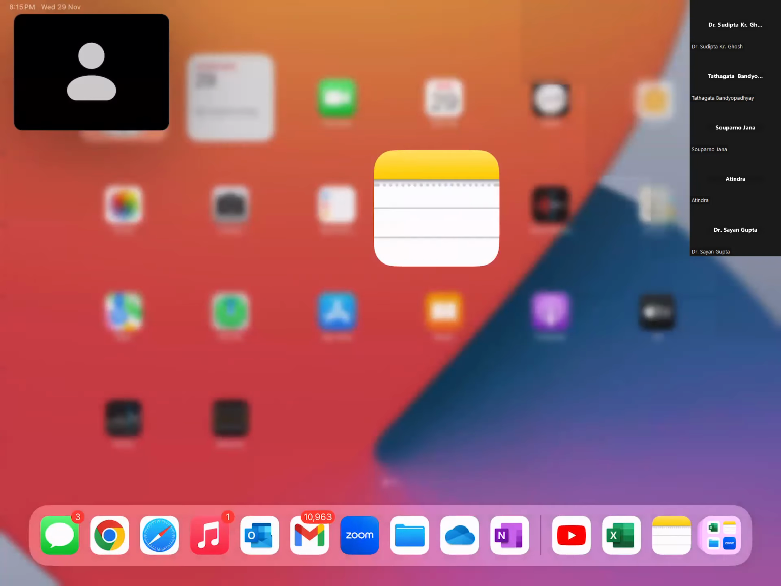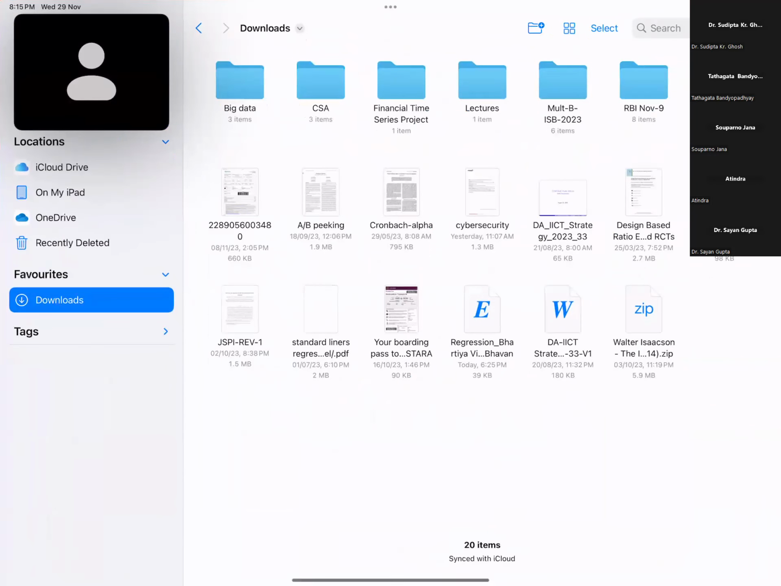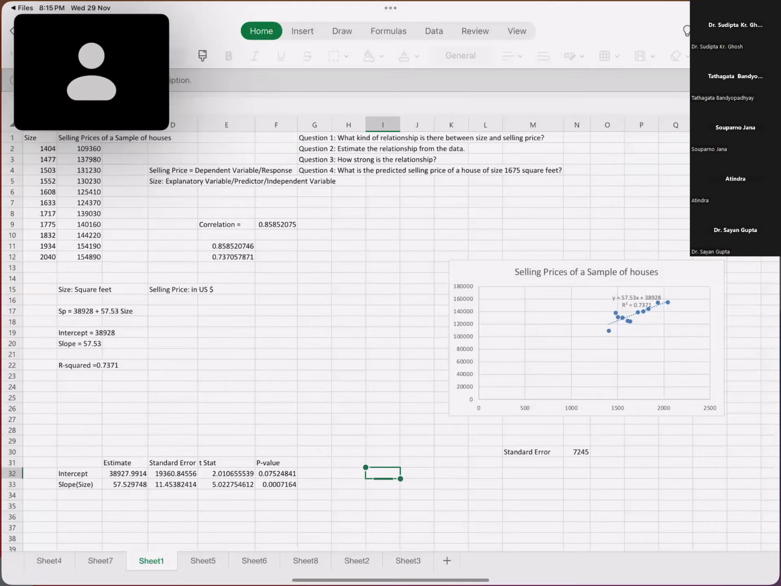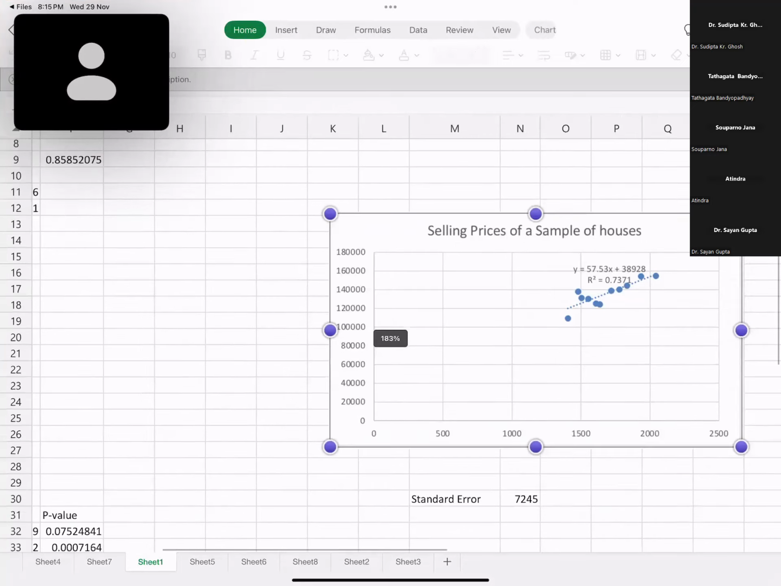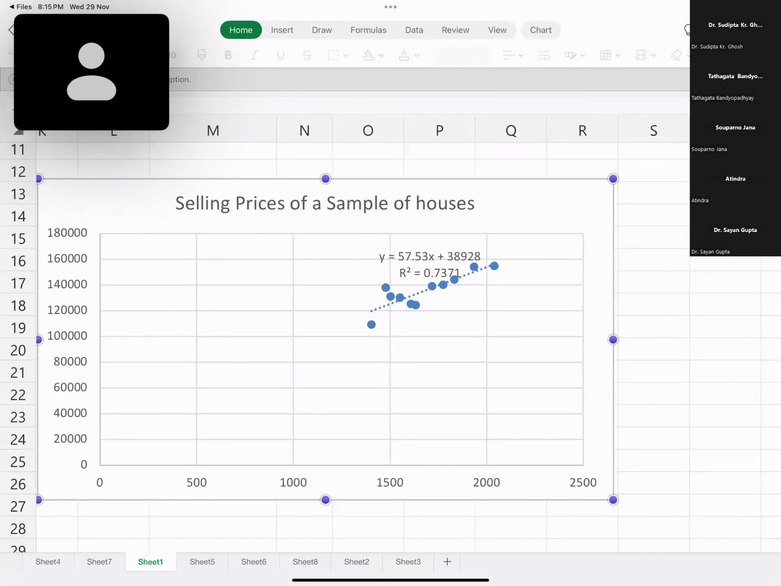And that is what we have done here. You see that we created a regression line. Of course, I have done it using Excel. In Excel also, you can easily run the regression. So you see the estimates of A and B that we got: A is 38,928 and B is 57.53. Now, how do I interpret the meaning of A and B?